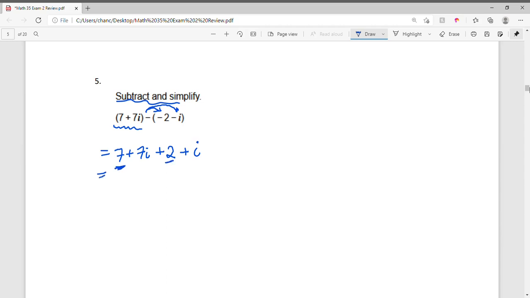7 plus 2, that's 9. And 7i plus i, that's 8i. That's all we have to do for the problem. Just collect like terms, and that's it. 9 plus 8i is our solution.